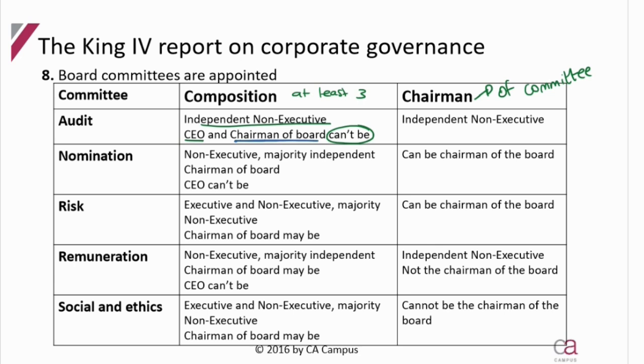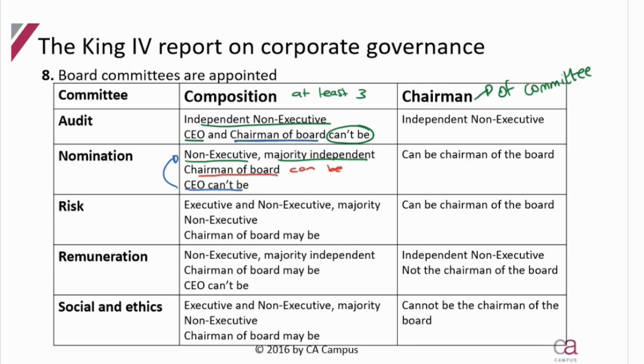For your nomination, it's non-executives only, and the majority of those should be independent. So no executive directors on your nomination. Chairman of the board can be a member, but the CEO can't be because it's only non-executives.